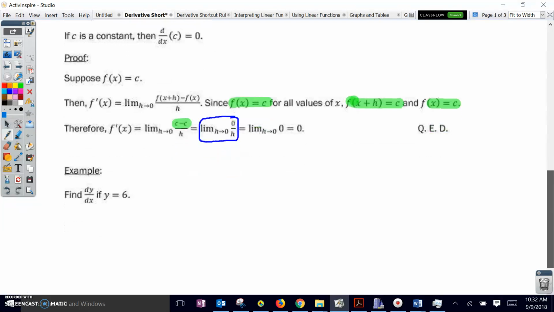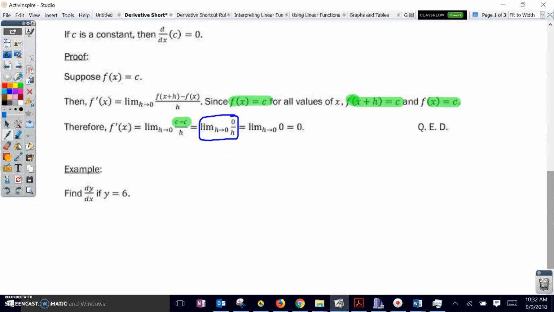Let's take a look at the example of this. Not too hard. If y equals 6, we're going to find dy dx. Well, 6 is a constant, and therefore dy dx is equal to 0.